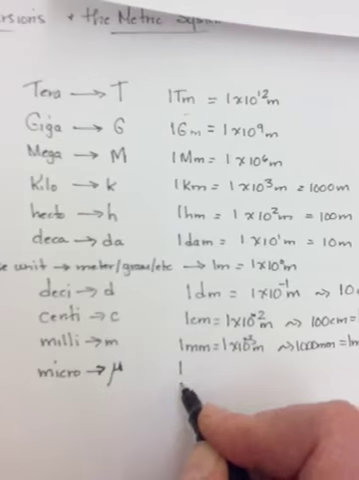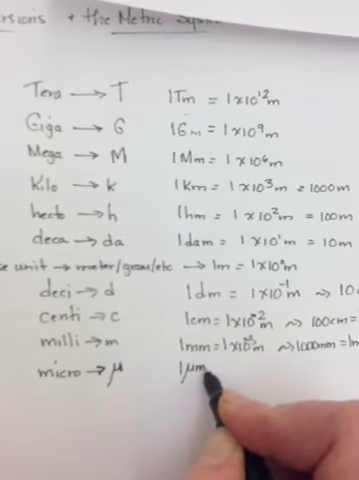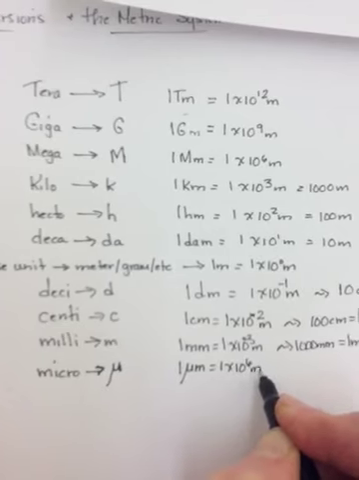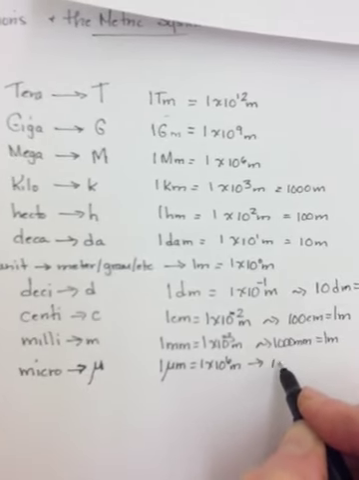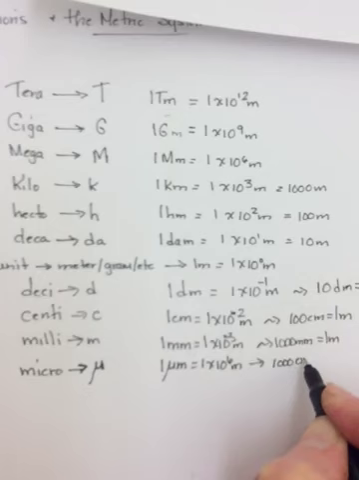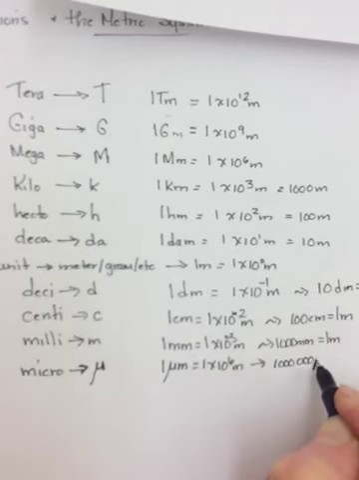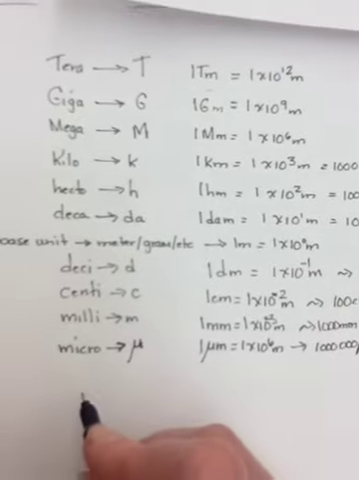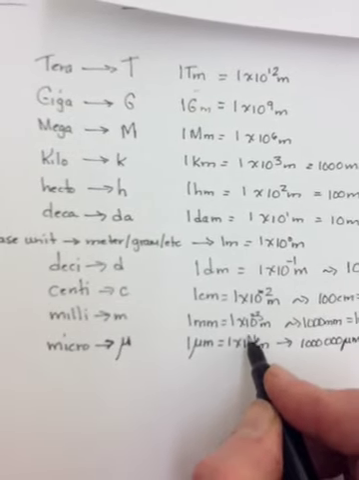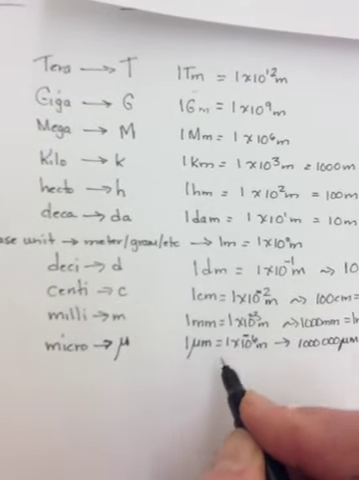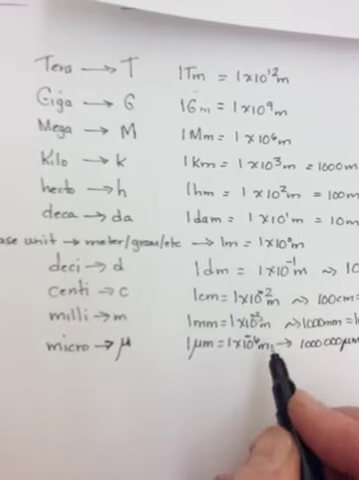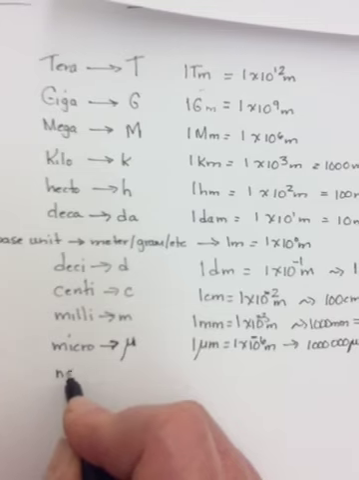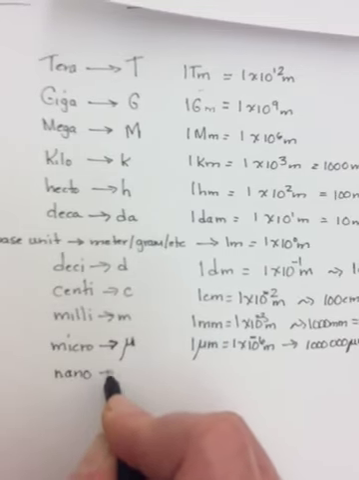It's called mu. So 1 micrometer is equal to 1 times 10 to the negative 6 meters. In other words, 1,000,000 micrometers in a meter. Okay, 10 to the, put the negative on there. 10 to the negative 7 doesn't exist, negative 8. The next one is negative 9, and it's a nano.